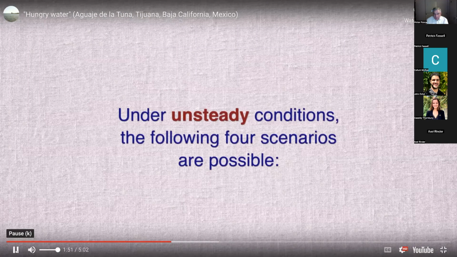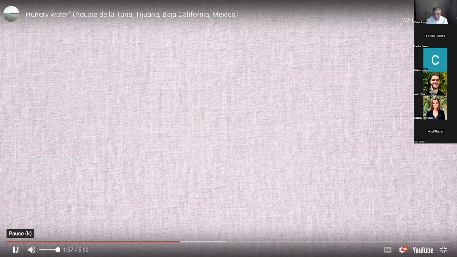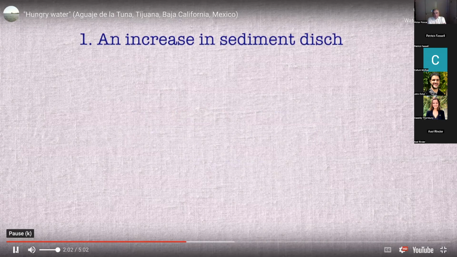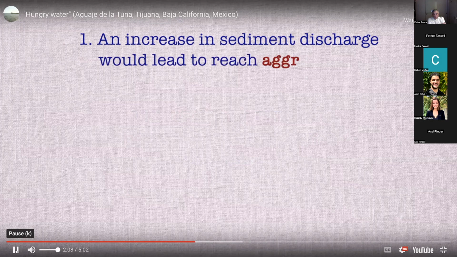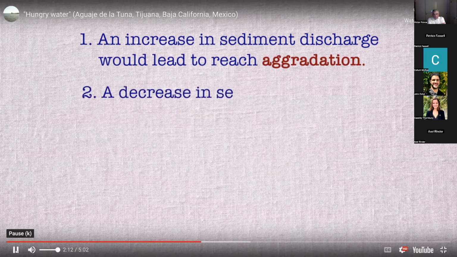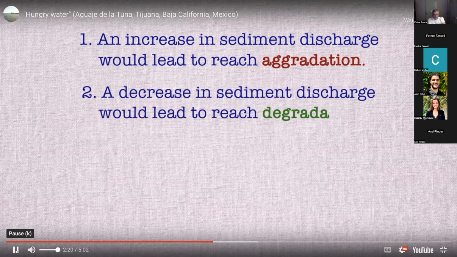Under unsteady conditions, the following 4 scenarios are possible, and the resulting effects are noted. 1, an increase in the amount of sediment discharge at the upstream boundary without a corresponding increase in water discharge would lead to reach aggradation. 2, a decrease in the amount of sediment discharge at the upstream boundary without a corresponding decrease in water discharge would lead to reach degradation.